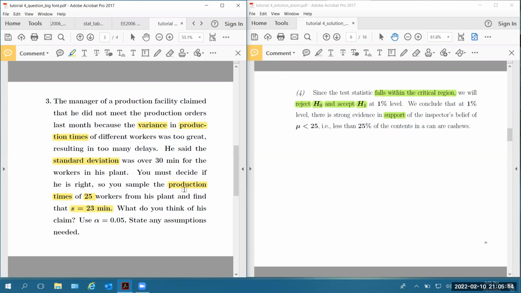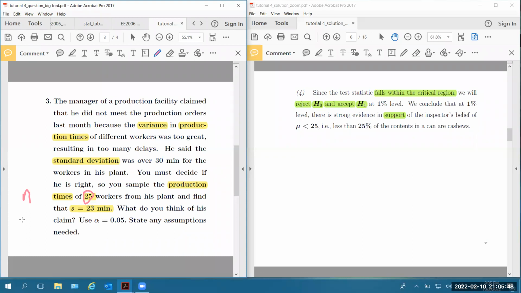Let's analyze this. You want to see whether he's correct or not, so you sample the production times of 25 workers from his plant. Class, what is this 25? Sample size. Yes, this one is actually the sample size.